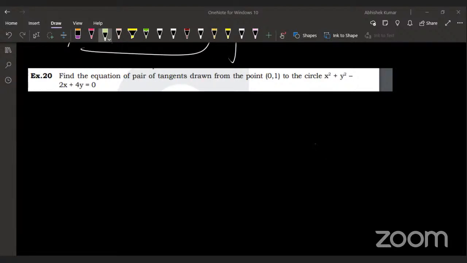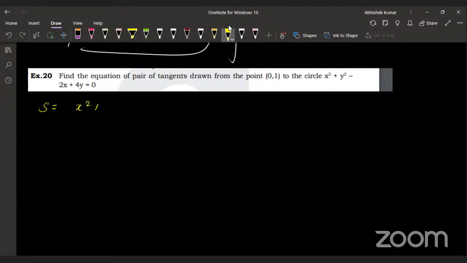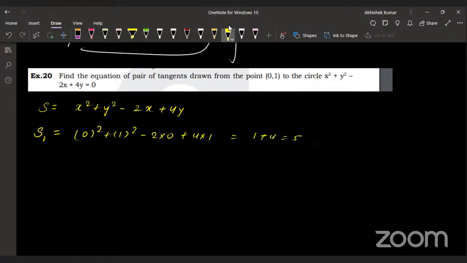Nandan, you are calculating the equation of a pair of lines together, so it has to be quadratic. It's very easy, no? You have T square is equal to SS1, right? Your S is x square plus y square minus 2x plus 4y. Your S1 will be, you put the values: 0 square plus 1 square minus 2 into 0 plus 4 into 1. So you have 1 plus 4, which is equal to 5.